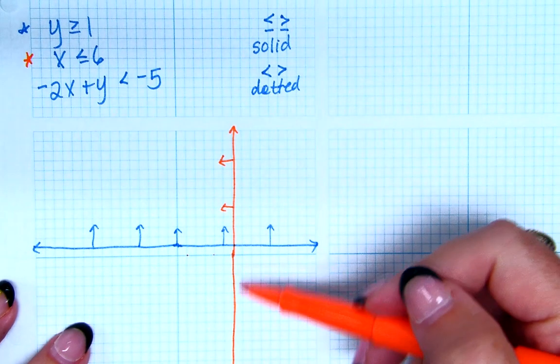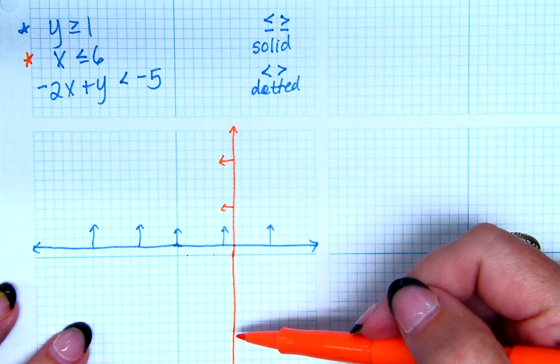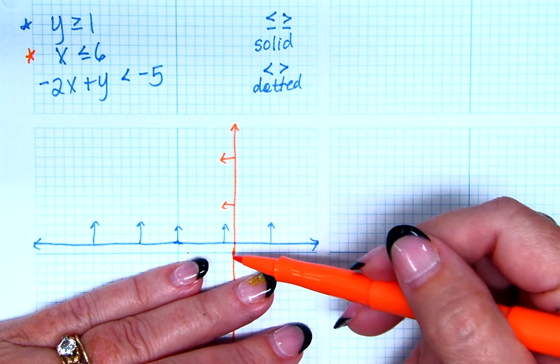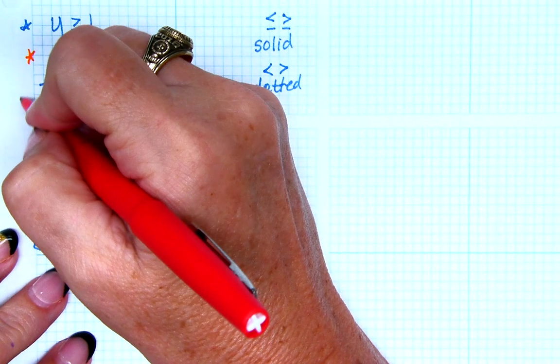Now, I'm not going to put arrows down here. Why am I not going to put arrows down here? Yeah, I already know it's above the blue line, right? I don't need to put any arrows that are below the blue line. I'm trying to narrow this down, right? Okay. Now I'm going to graph the last line in red.